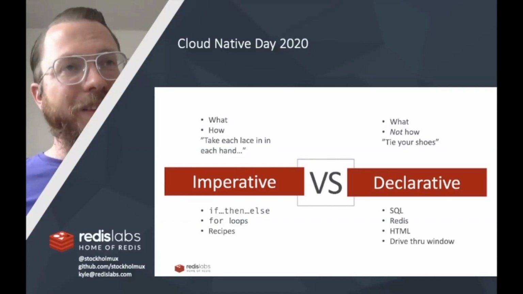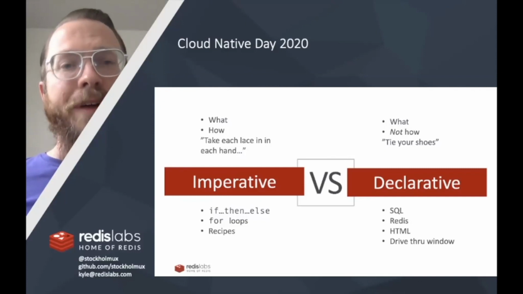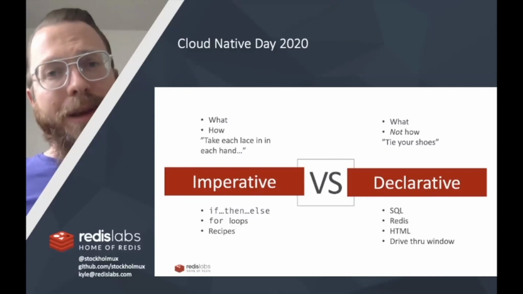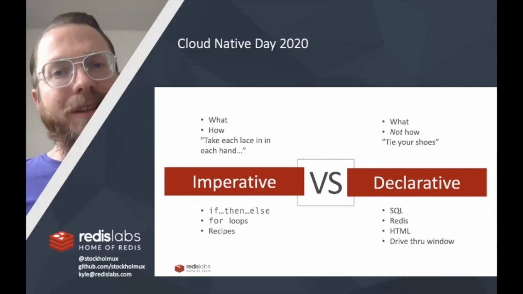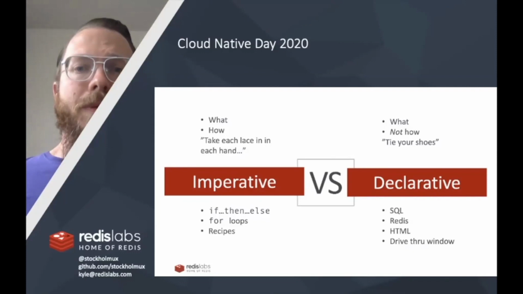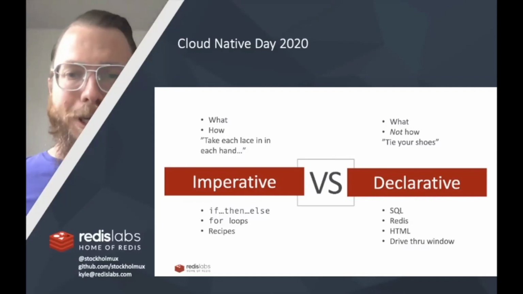Now, a declarative is a drive-through window. You go to the drive-through window and you talk into the speaker and say you want some fried chicken, and then you pull around and then fried chicken is delivered to you. This is the difference. Now, how do we relate this to caching?